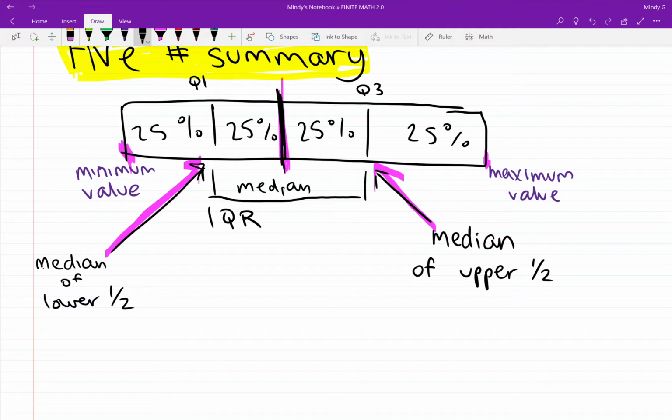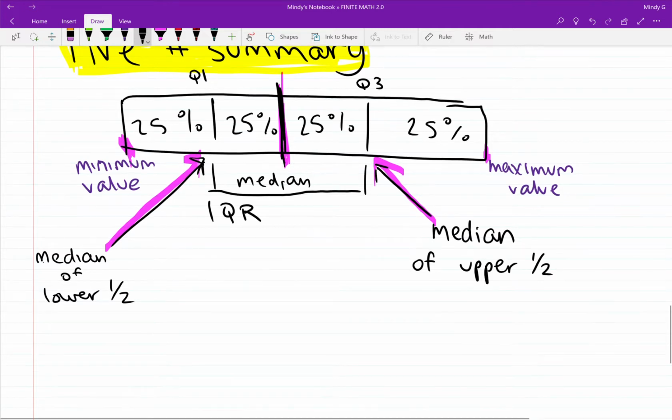It just so happens that when we look at the data like this, the data that falls between the minimum and Q1 represents 25% of your data. So 25% of your data is going to fall in this first quartile, 25% in the second quartile, 25% in the third quartile, and 25% in the fourth quartile, right? Okay, the IQR is the interquartile range.